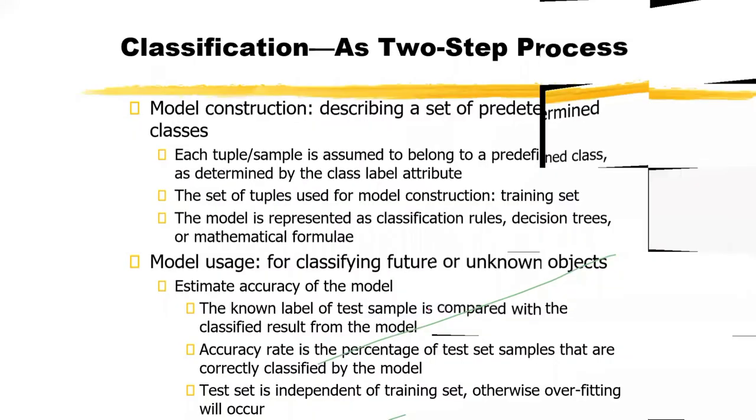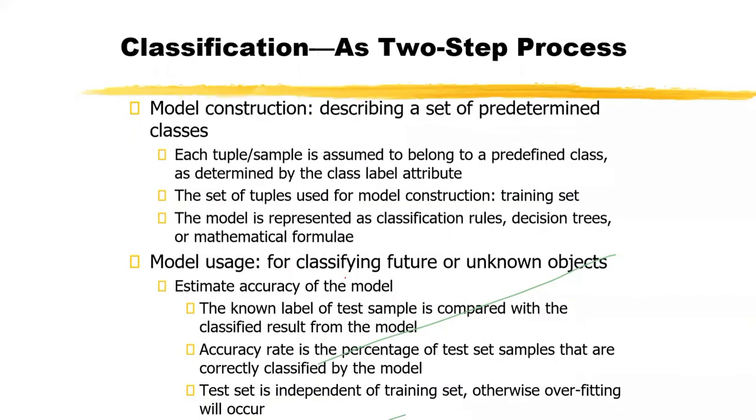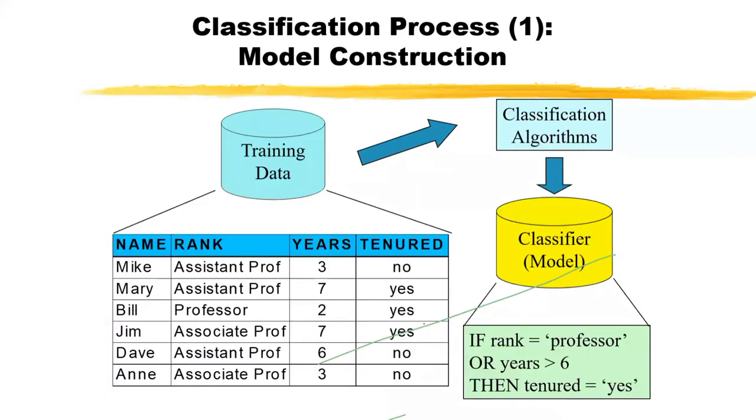Now, classification, just like another system, has two steps. We have the model construction step, where you define the system and train the system, and then you have the model usage for classifying future or unknown objects. This is where you estimate or classify unknown objects. Several other examples could be given.